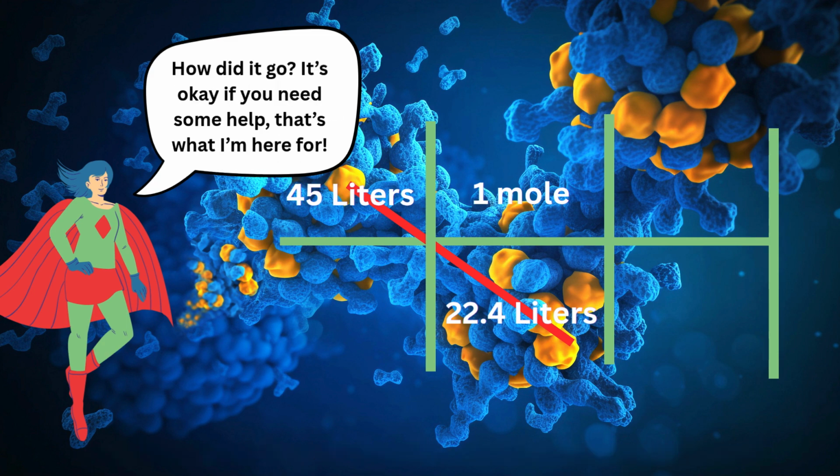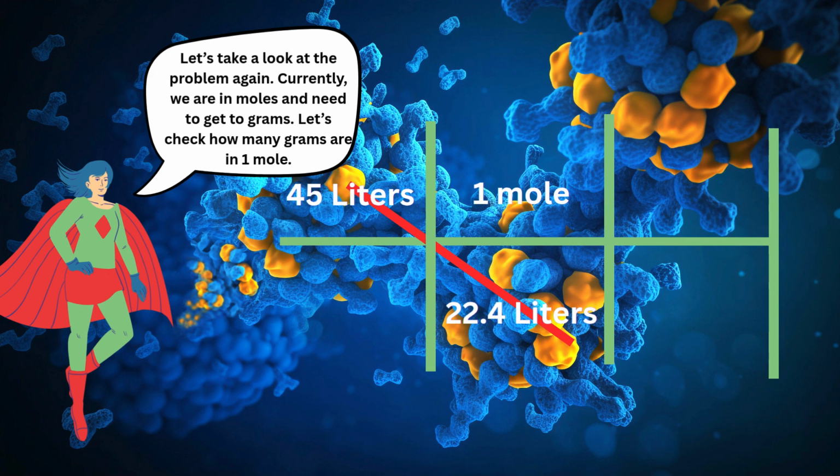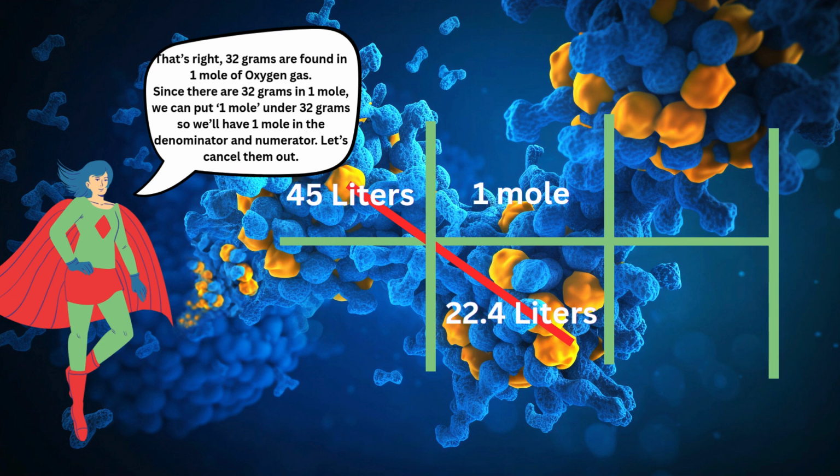Let's take a look at the problem again. Currently, we are in moles and need to get to grams. Let's check how many grams are in 1 mole. That's right, 32 grams are found in 1 mole of oxygen gas. Since there are 32 grams in 1 mole, we can put 1 mole under 32 grams, so we'll have 1 mole in the denominator and numerator.